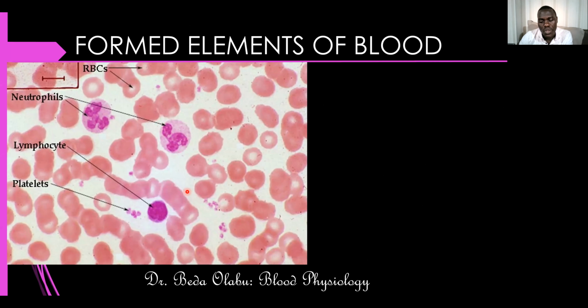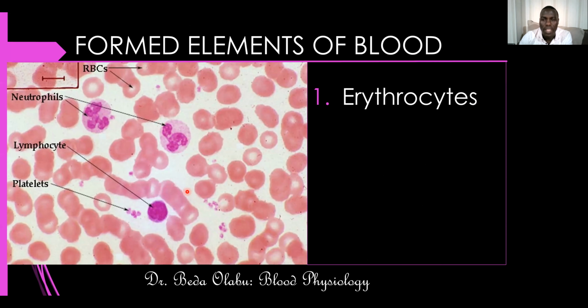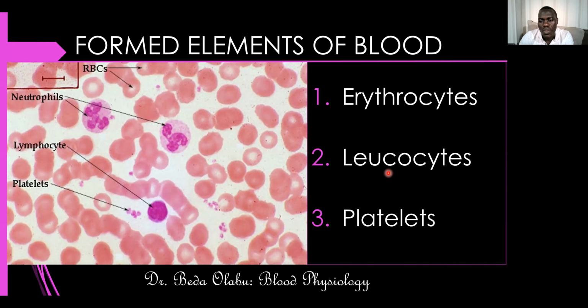So we can now talk about the formed elements of blood. The formed elements of blood refers to the cells of blood. So we have erythrocytes, which are the red blood cells. These are the majority. Then we have the leukocytes, which are the white blood cells. And lastly, we have the platelets, which are also known as thrombocytes.